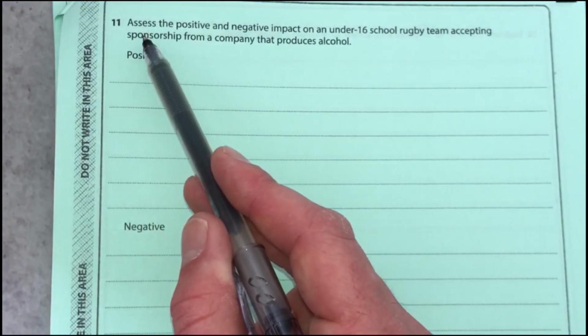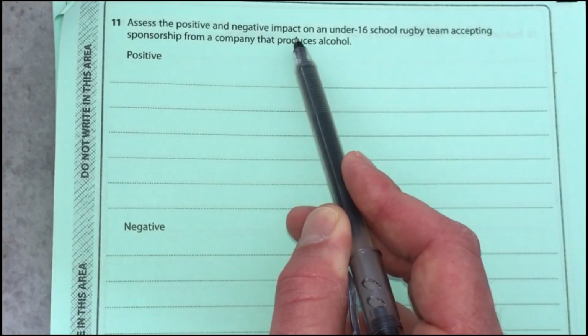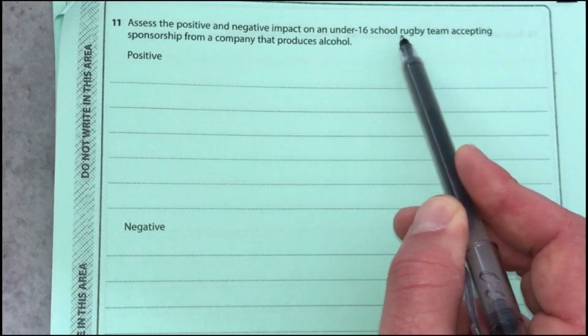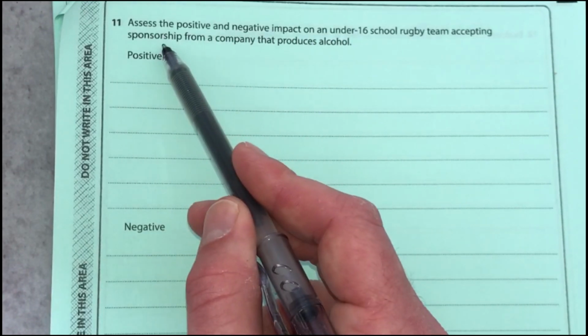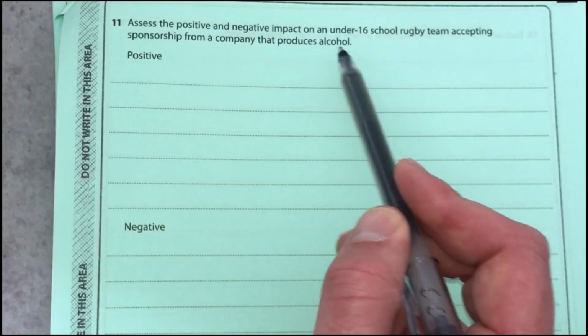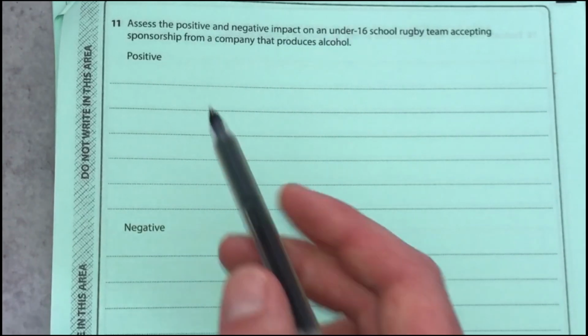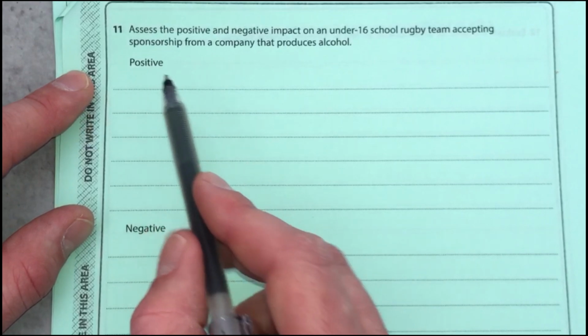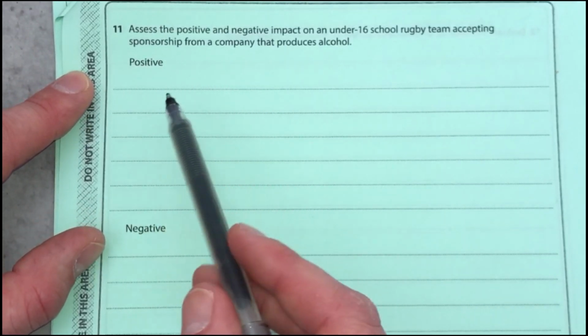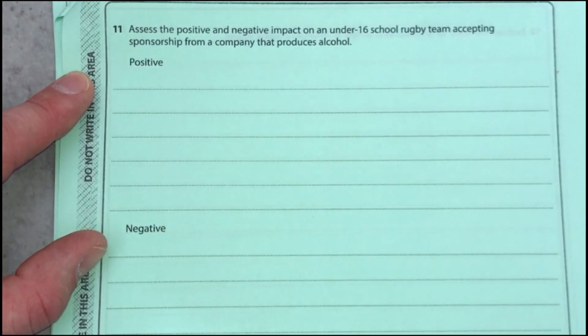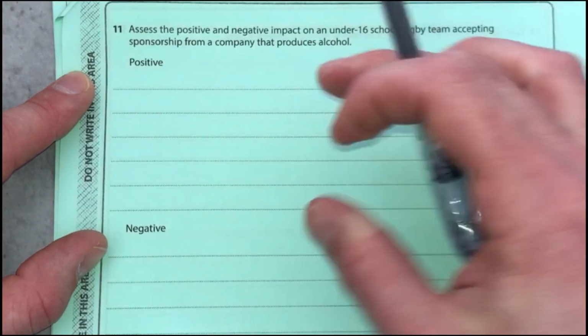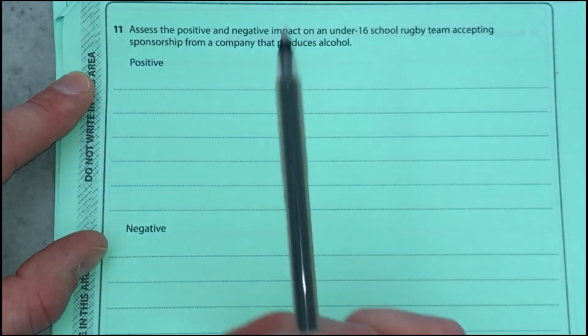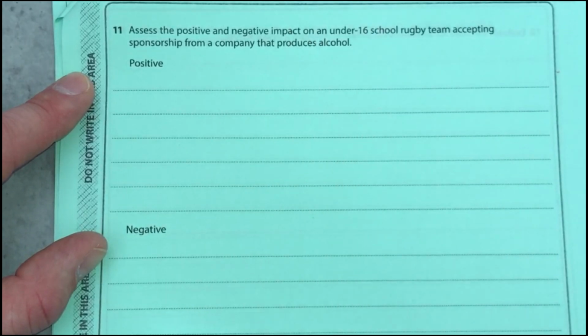Question 11. Assess the positive and negative impact on an under-16 school rugby team accepting sponsorship from a company that produces alcohol. So we need to, again, make a point and develop our point to get all of the marks of the questions. Questions worth 6 marks. We need to split that into a developed statement here for positive and a developed statement here for negative.